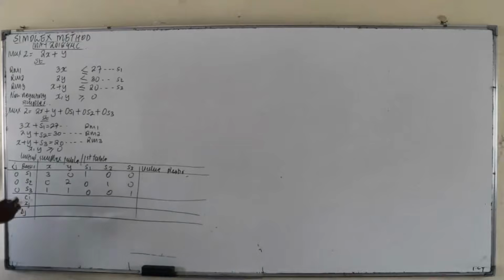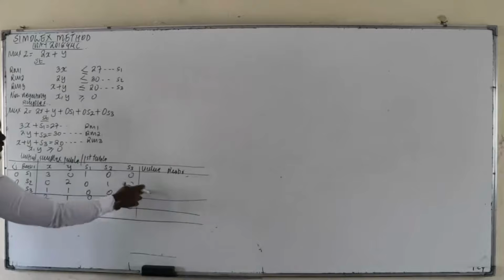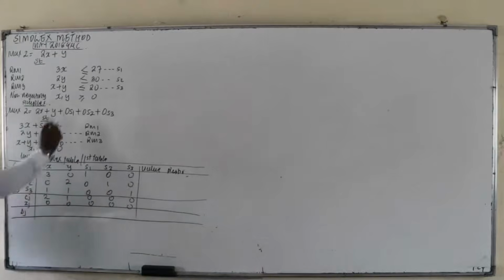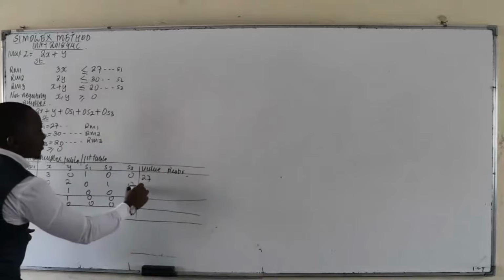Then we have the CJs. Each unit of X, the contribution margin is 2 shillings. Y is 1 shilling. 0, 0, 0. We need ZJ. See that ZJ for the first table is always equal to 0. And we have the value. S1, which is raw material 1, we have a maximum of 27. We have a maximum of 30. Here we have 20. We get DJ. So to get DJ is CJ minus ZJ. So 2 minus 0, you get 2. 1 minus 0 is 1.